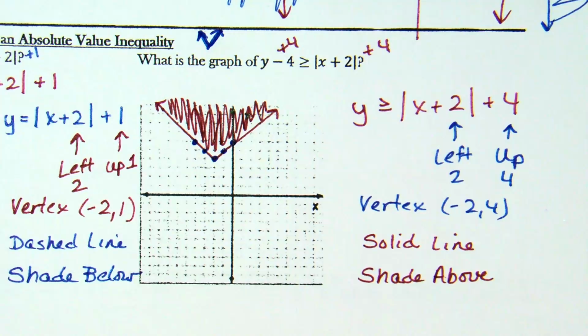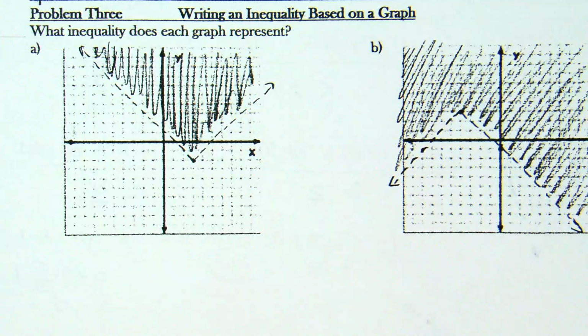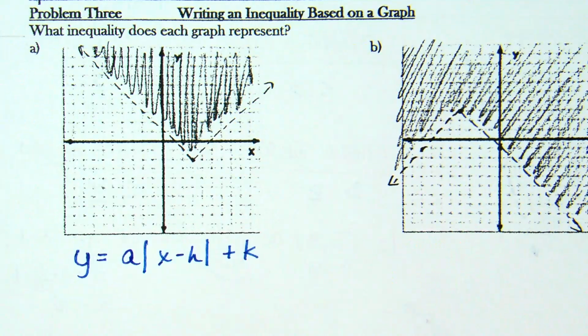If you recall from our lesson 2.7 notes, we had the form y equals a times absolute value of x minus h plus k. That's the form you need to fill in. What kind of pieces of information can you tell me? Give me one thing. The dash line says not to have it. It's dashed, so it's not going to be equal to.